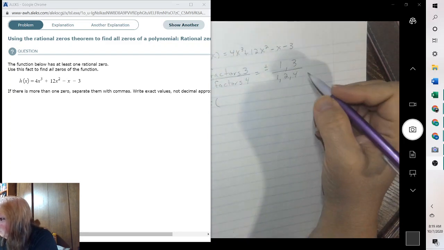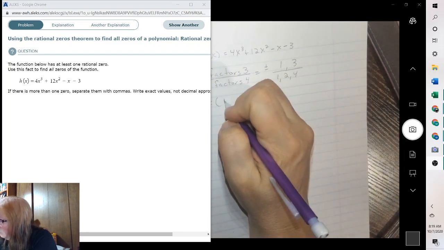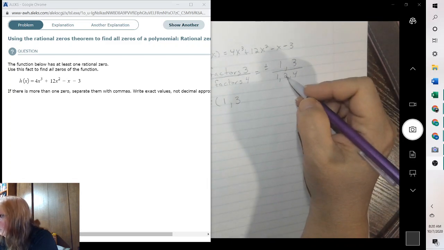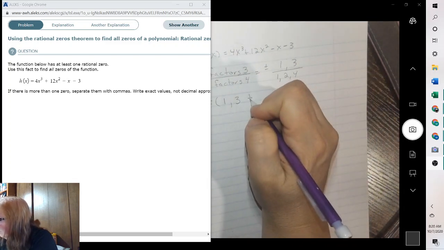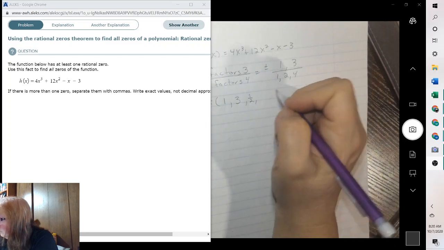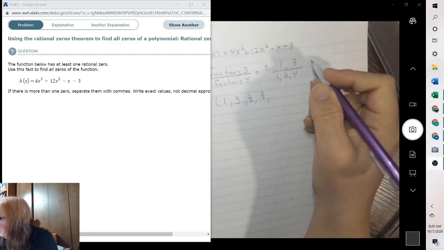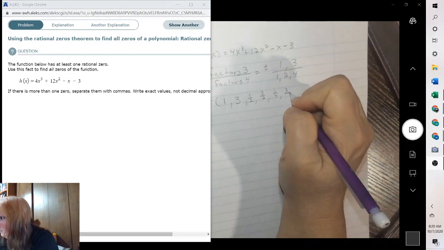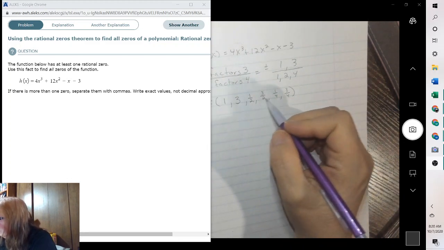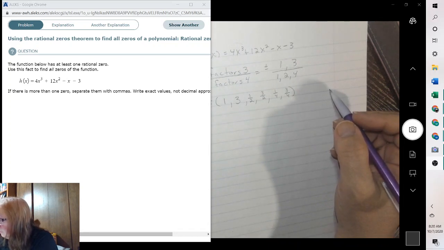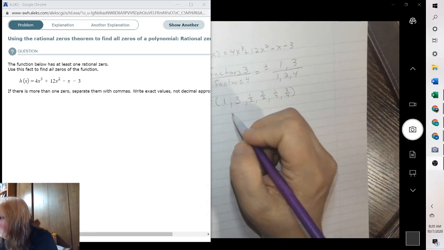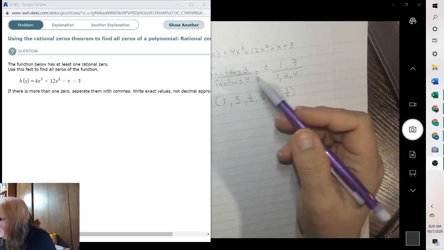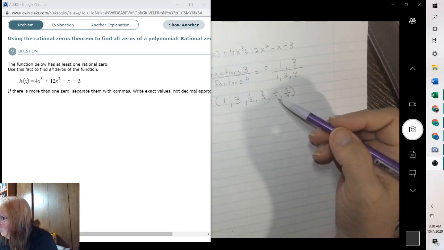So we take plus or minus 1 divided by 1, which is 1, 3 divided by 1, which is 3, and then take 2 and divide them into it: 1/2, 3/2. And then take 4: 1/4, 3/4. So it's the positive and negative of all of these values. To find ones that will work, you take these values and plug them in until you find one that's a 0.